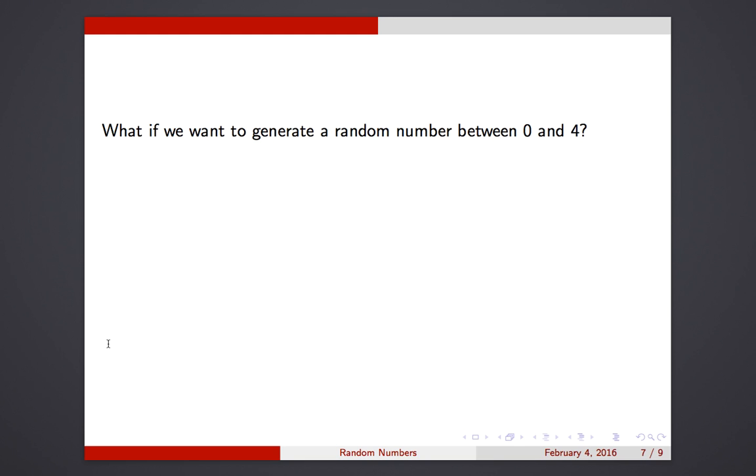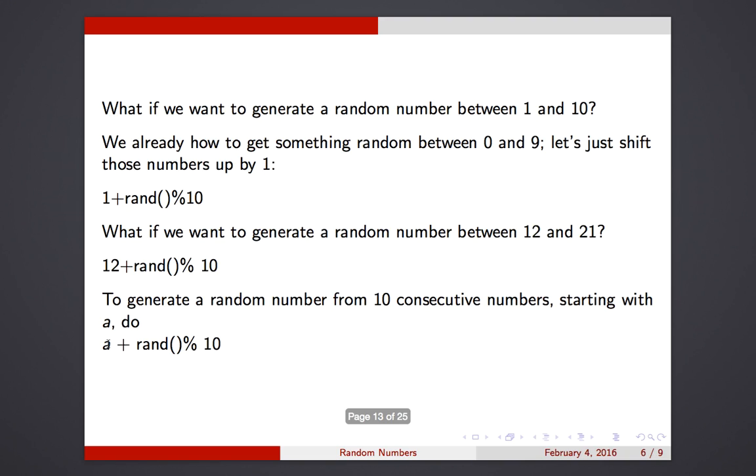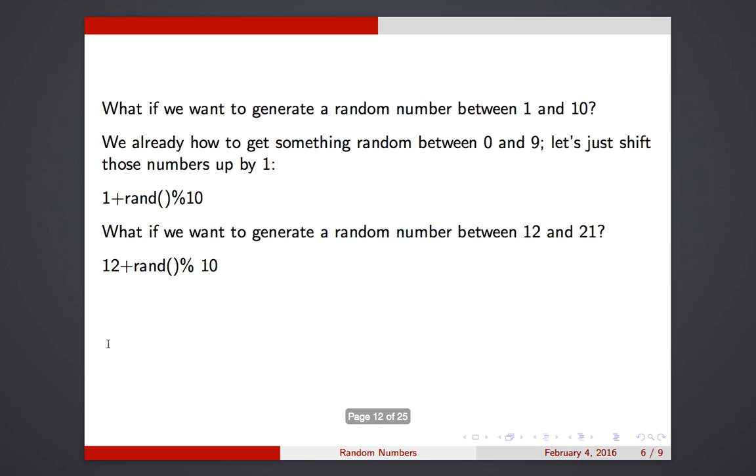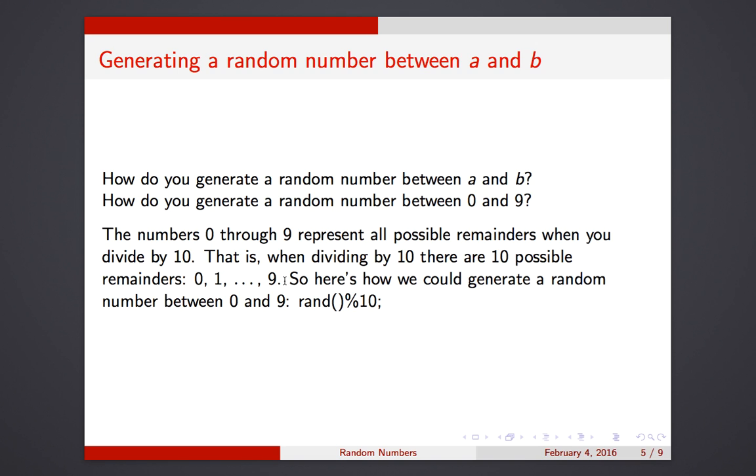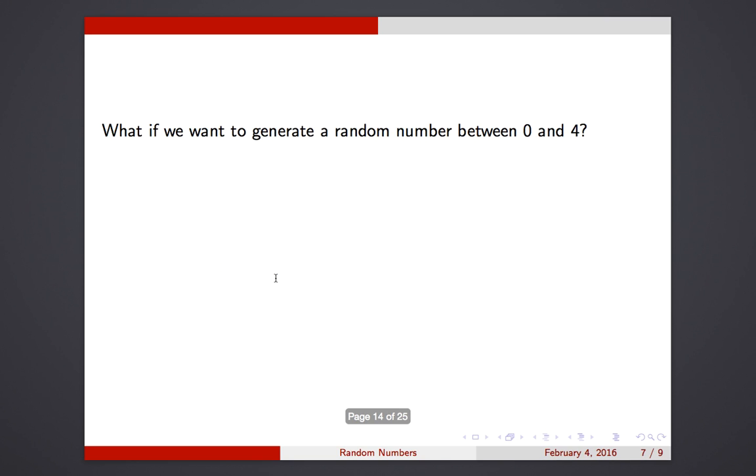Okay, what about random numbers between 0 and 4? That's not 10 consecutive numbers, that's 5 consecutive numbers. So how would you deal with that? Well, when we were doing 0 through 9, 0 through 9 are the possible remainders when you divide by 10. Well, 0 through 4, what are those? Those are the possible remainders when you divide by 5. If you have a remainder of 0 when you divide by 5, that meant you were a multiple of 5. Otherwise, you can have remainders 1 through 4. So here's how you can choose a random number between 0 and 4.